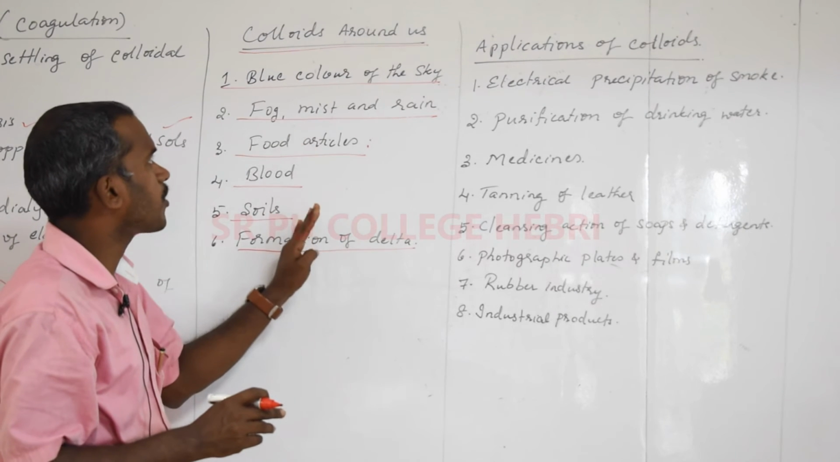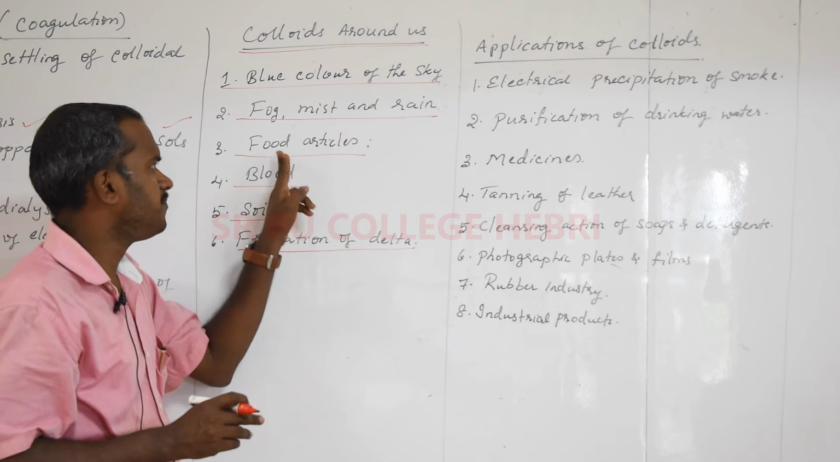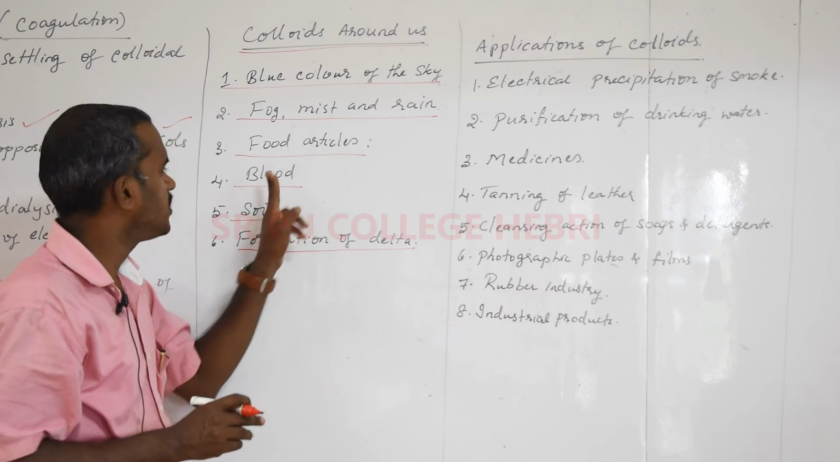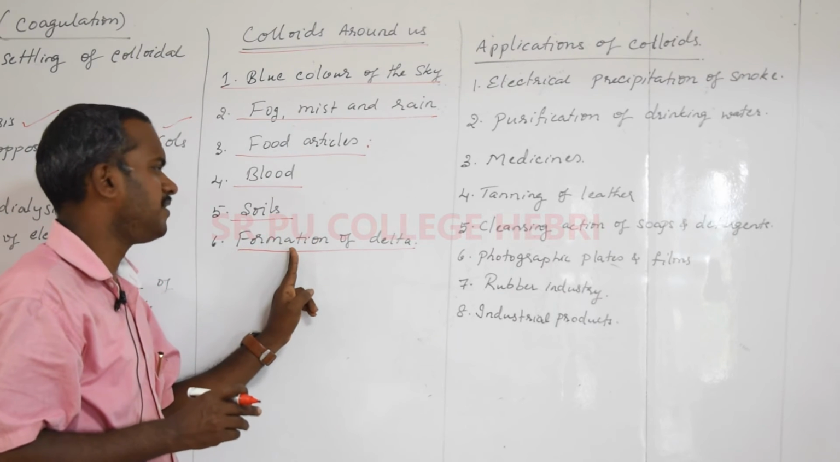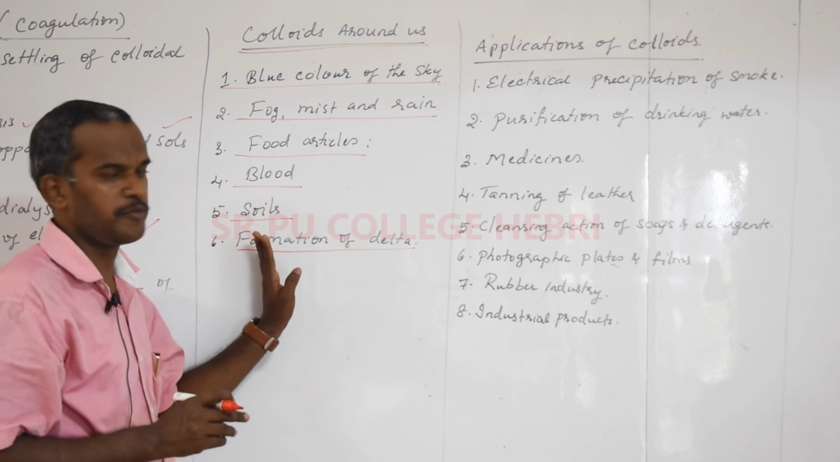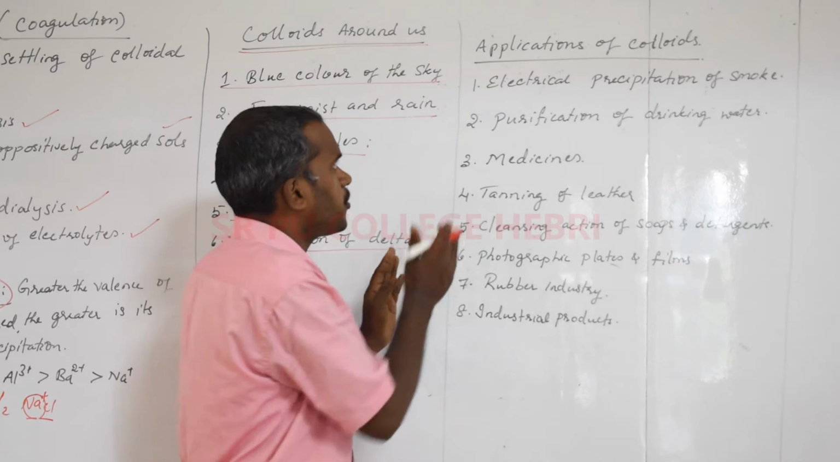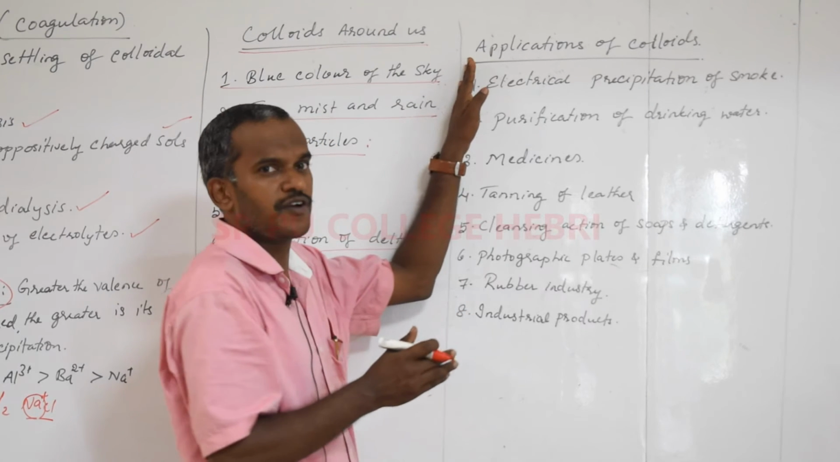So that's all about the colloids around us: blue color of the sky, fog, mist and rain, the food articles, blood, soils, and formation of delta. It can be one or two mark questions asked here, not more than that. Now to conclude the chapter, at the end you have to understand about applications of colloids.